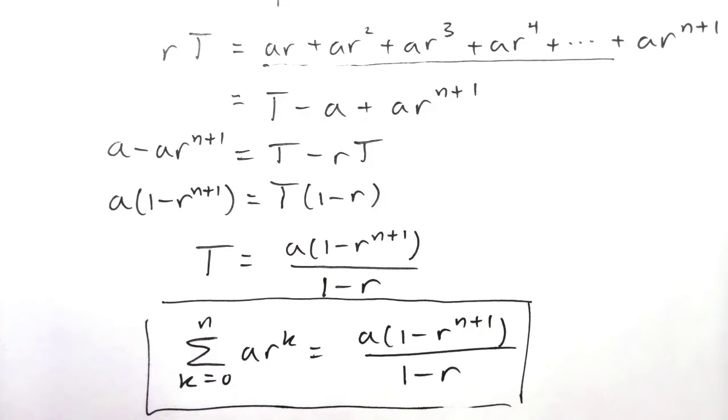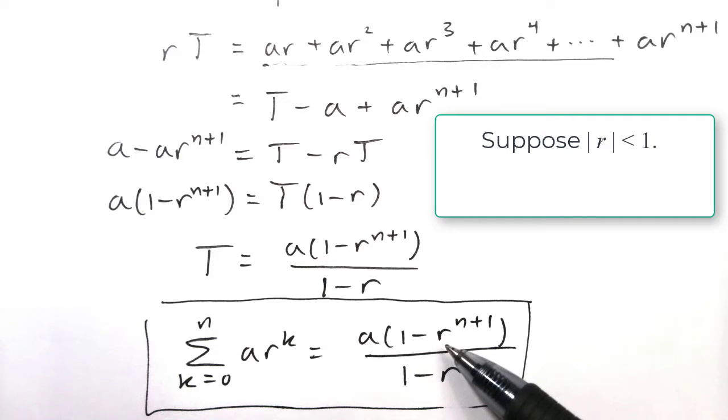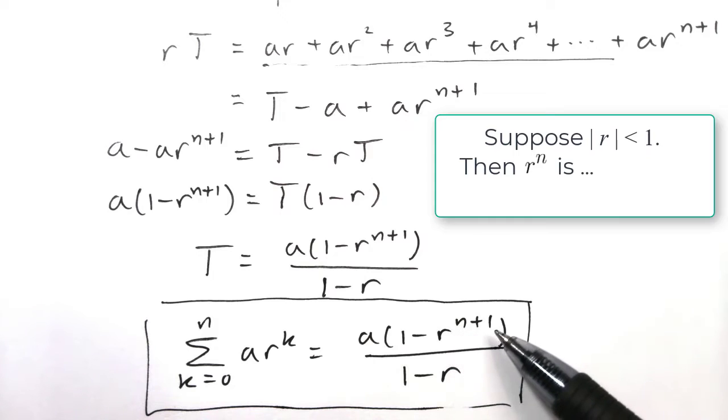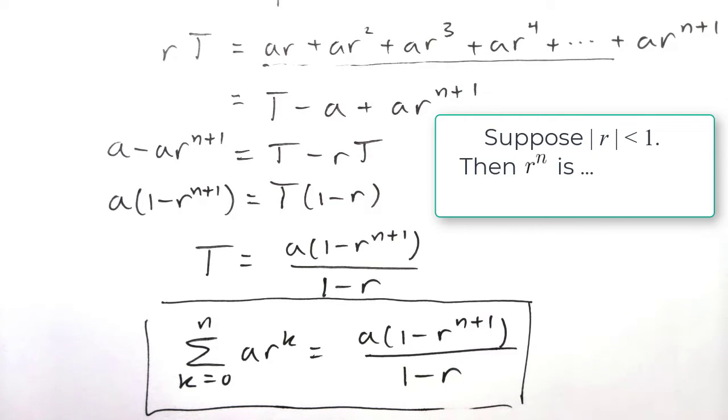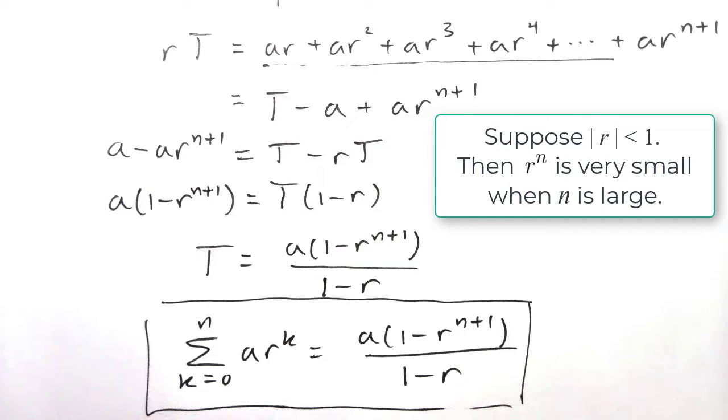Well, let's think about what happens when we let n grow to infinity. Let's look at the right-hand side. I have r raised to the n plus 1. Now, if r is a number whose absolute value is less than 1, so it's a number between -1 and 1, and I raise it to a large exponent, what happens? Suppose I take 2/3 and raise it to a very large exponent. Well, I get something very, very small. The larger the exponent gets, the smaller that value gets.